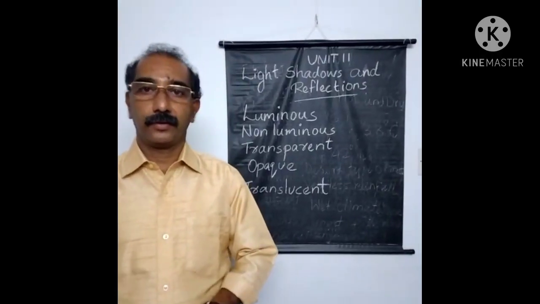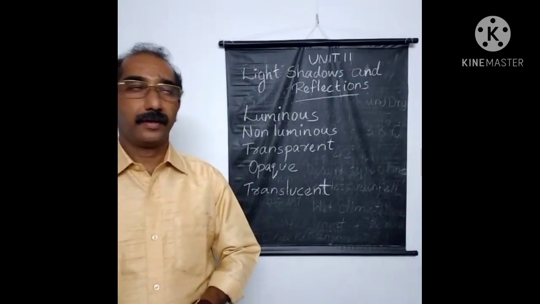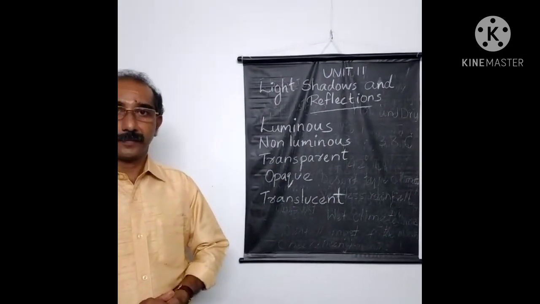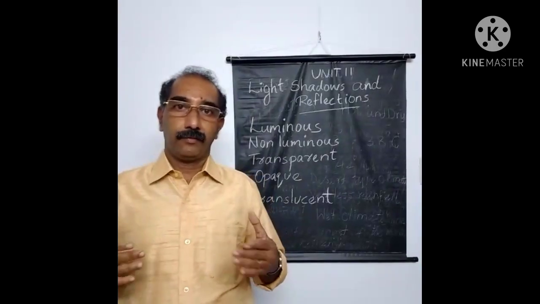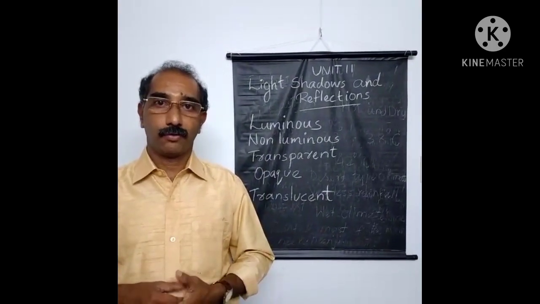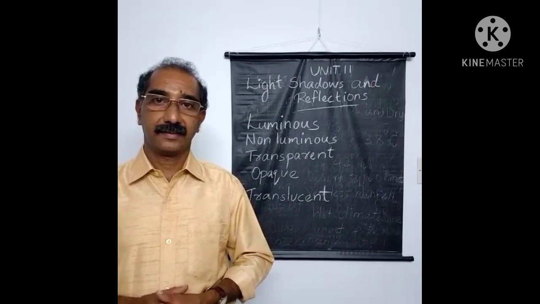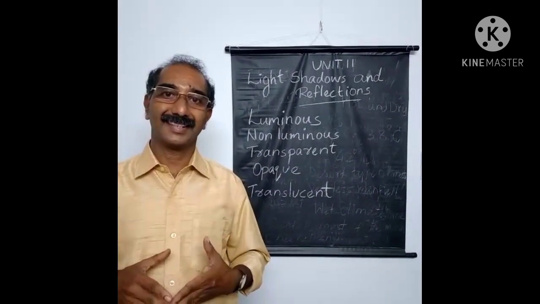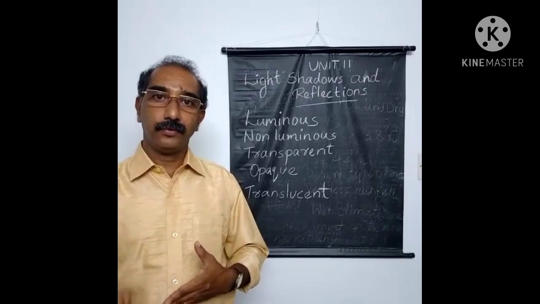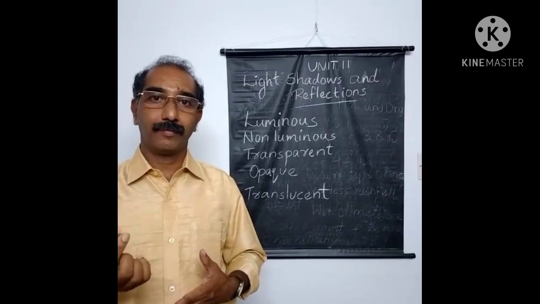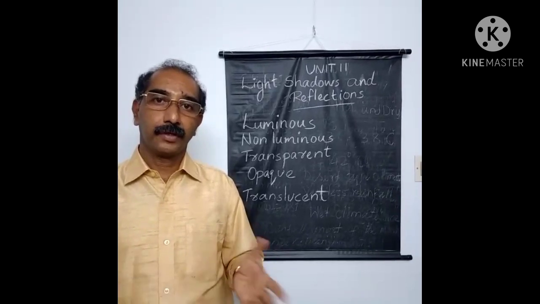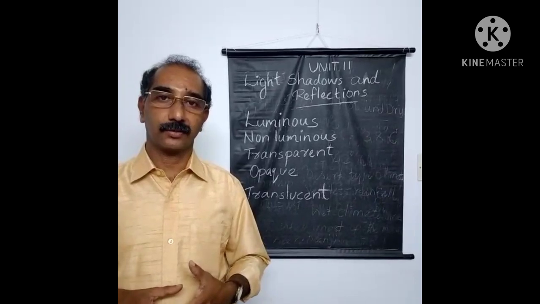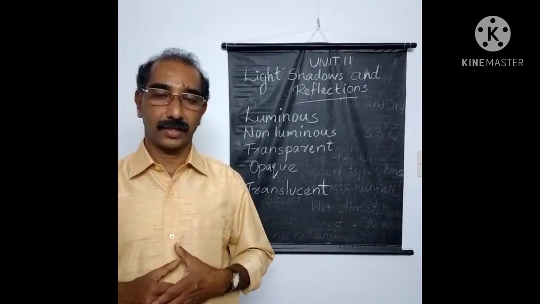Children, today we are going to start the new unit 11, light, shadows and reflections. When we go out, we are able to see things, but in a dark room you are not able to see the things inside it. But if you keep the light on, or if you keep a candle inside the room, you will be able to see the things inside. What makes the difference? Why are we able to see things around us?